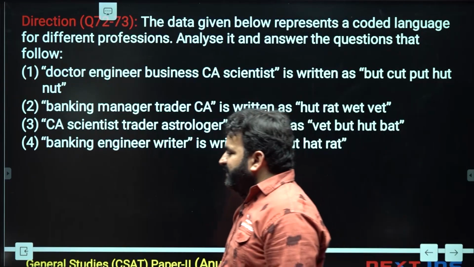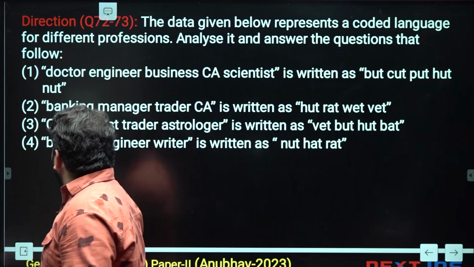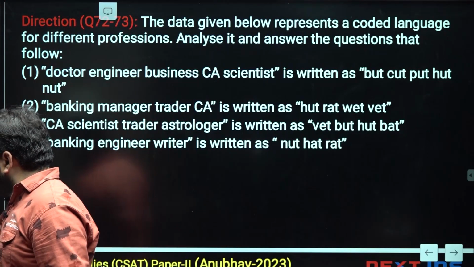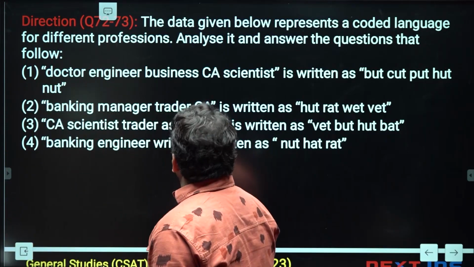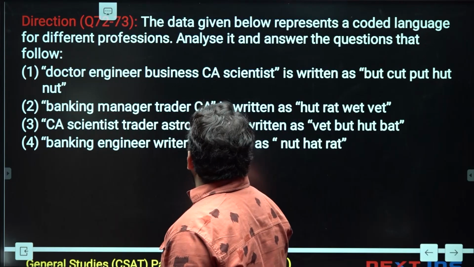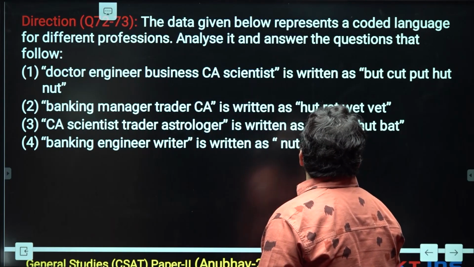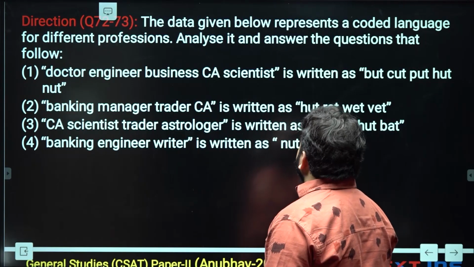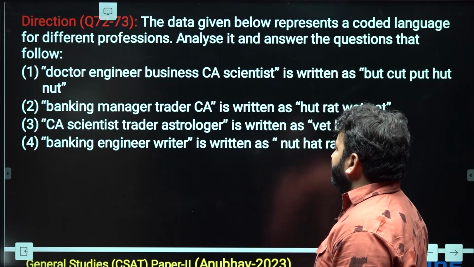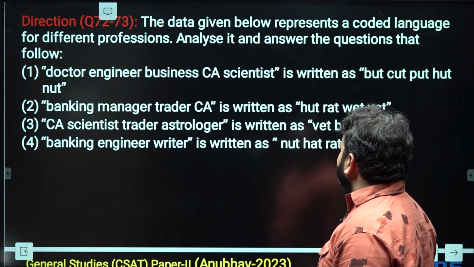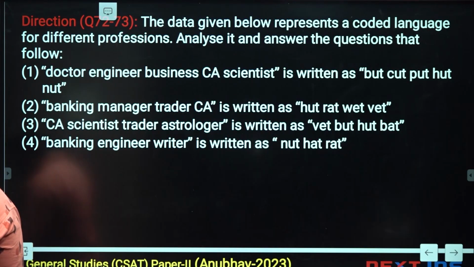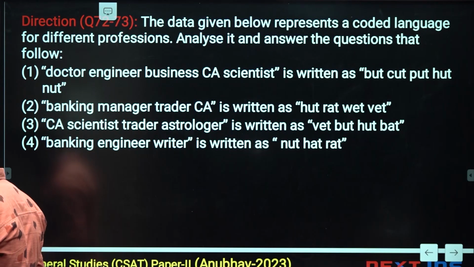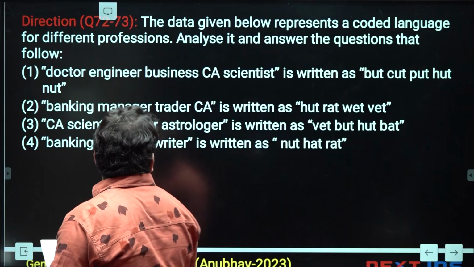Now the next question is that of your coding decoding. So all of you, coding decoding here, just find out. Doctor, engineer, business, CA, scientist is written as butt, cut, put, hut, nut. Banking, manager, trader, CA is written as hut, rat, wet. CA, scientist, trader, astrologer, banking is written as nut, hat, rat. So now here you have to just find out. Now look, start looking for what is common.